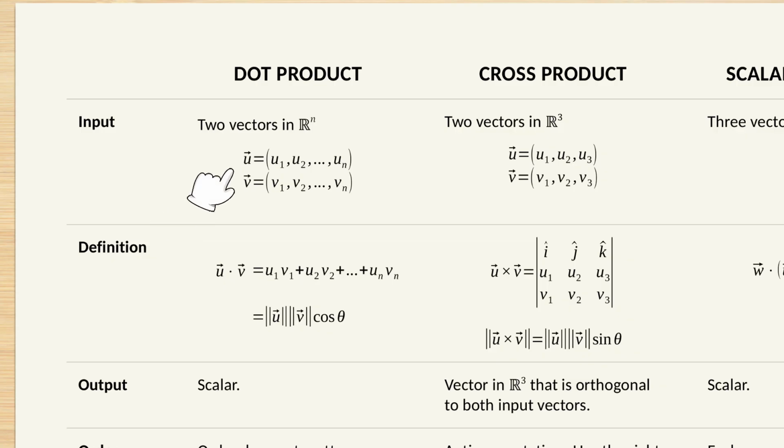Dot product takes two vectors in Rn. By input, I mean whatever we're putting into that vector operation. The n refers to the number of dimensions or number of components. For example, the vectors can be in 2 dimensions, so 2 components, or 3 dimensions, 3 components, and so on.